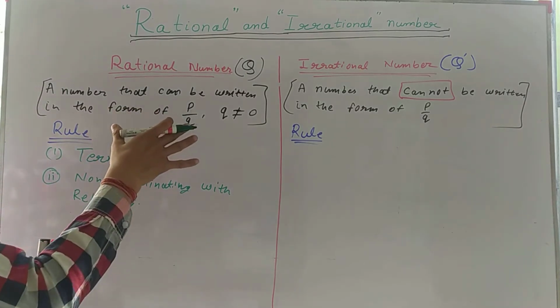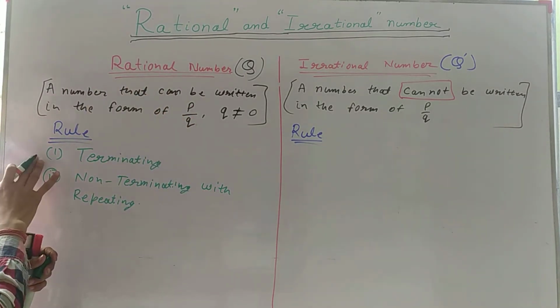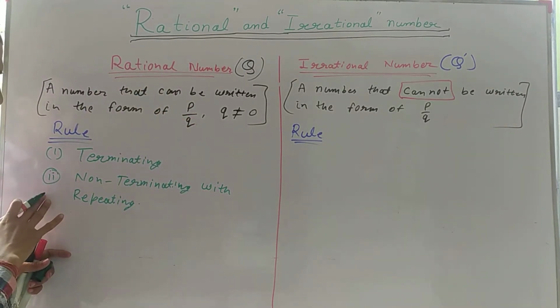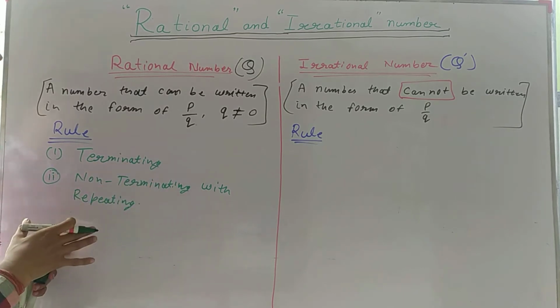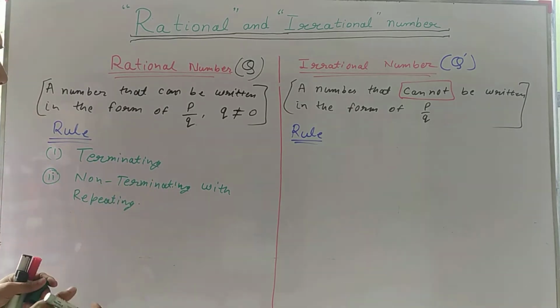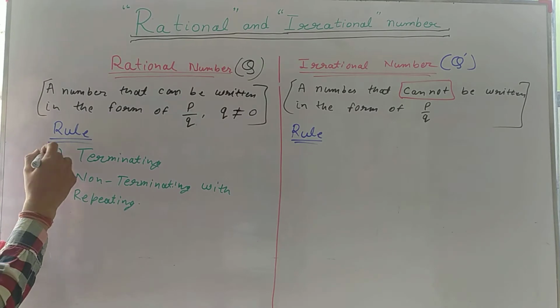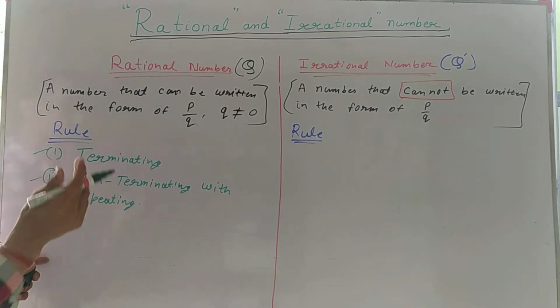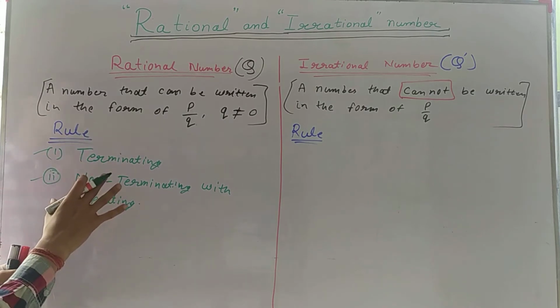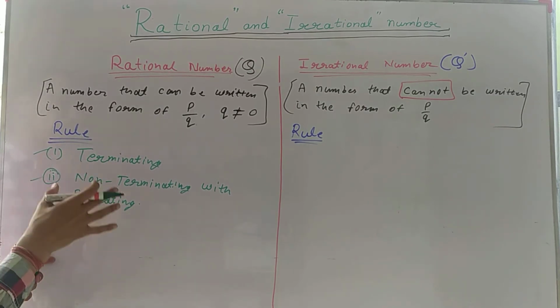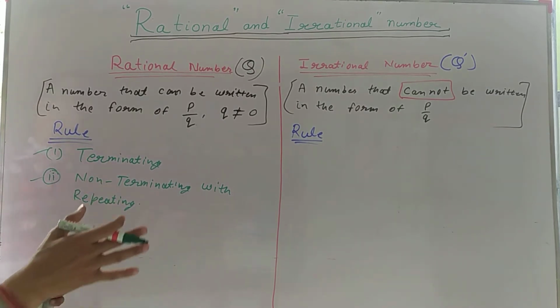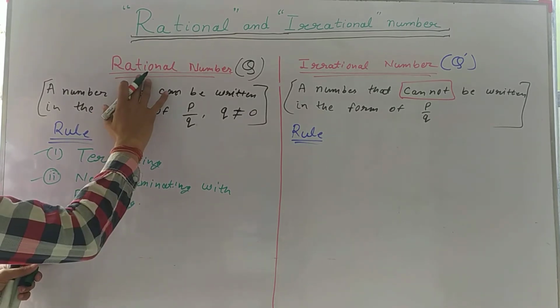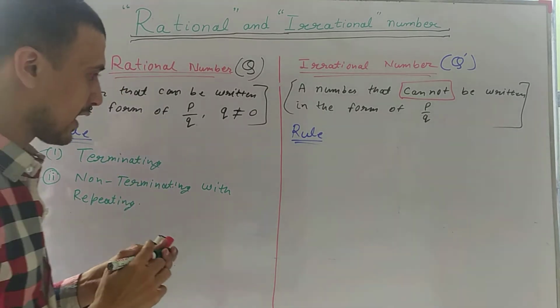In the rational number, there are two rules. First is terminating, second is non-terminating with repeating. It means that either this or this should be applicable to the number. If either of the rules is applying, then that number would be a rational number. Now come to this side.